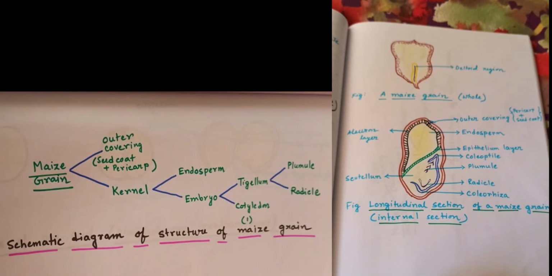Hello students, in our previous class I discussed with you the definition of seed, origin of seed and the structure of a typical dicot seed. And in this class I am going to discuss with you about the structure of a monocot seed, that is maize seed, according to your textbook.